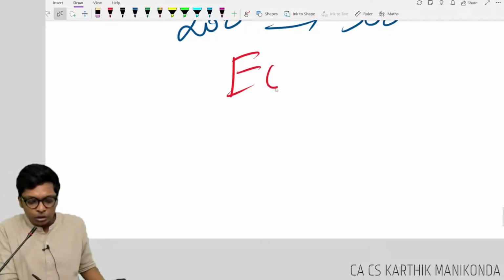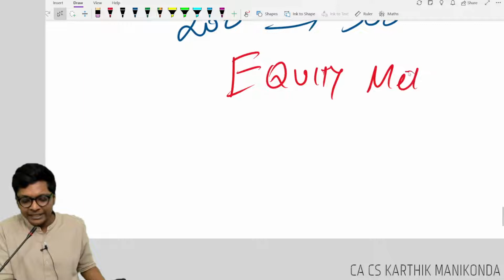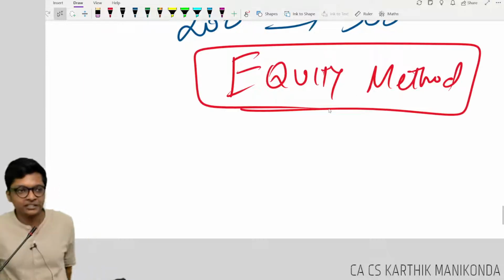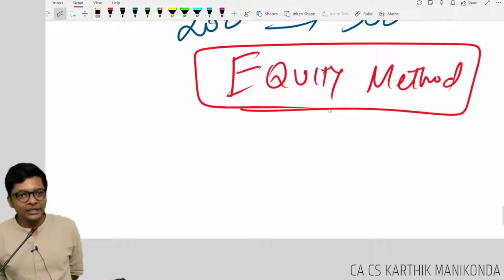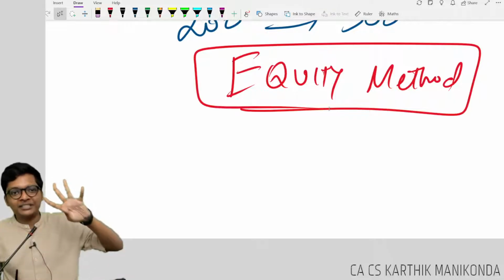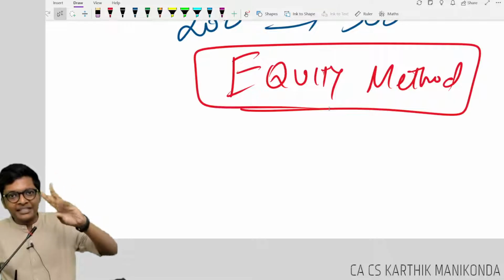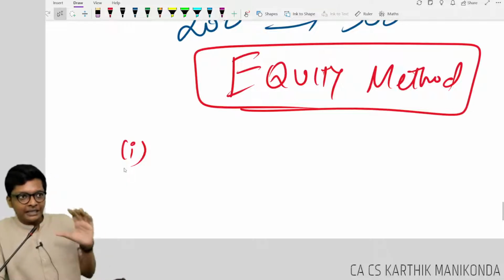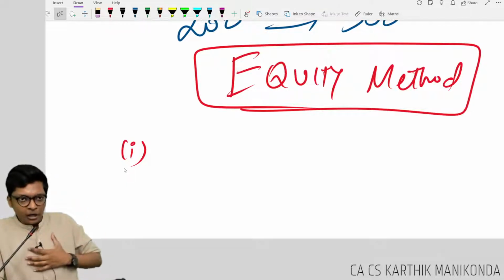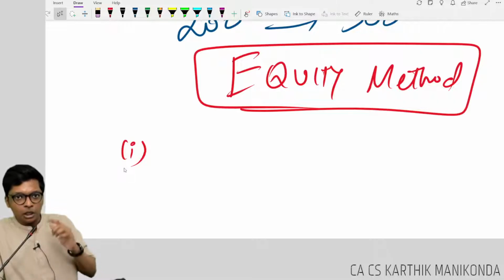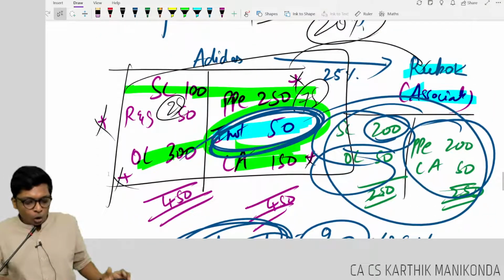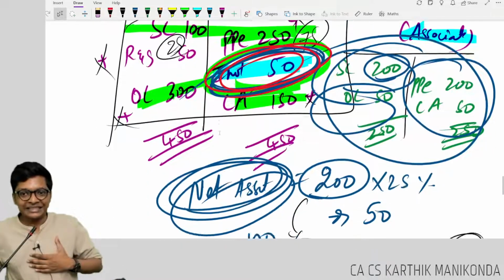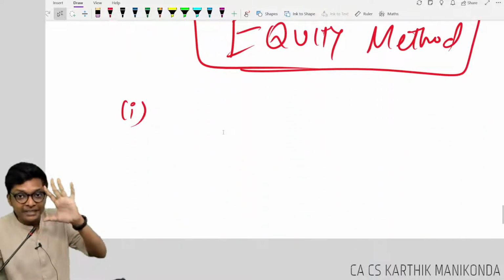So this method is called equity method of accounting investment in associate. It's called what, guys? Equity method of accounting investment in associate. Only 4 steps, or I think 1 step, 4 things to compute. First, follow carefully, guys. For Adidas, in Adidas balance sheet, what am I changing? Only investments, nothing else. Nothing else will be disturbed, guys.